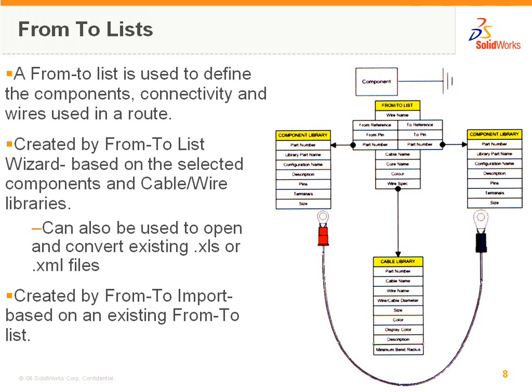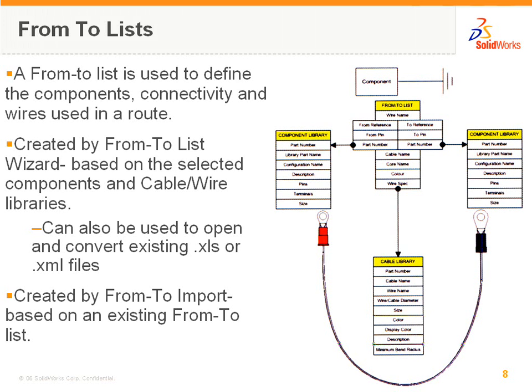scenarios. We can generate from-to lists by using the from-to list wizard, and we can either import from an existing Excel file or .xml file. So if you have an export from another electrical package, we can bring that in. Or we can create by opening an existing from-to list.